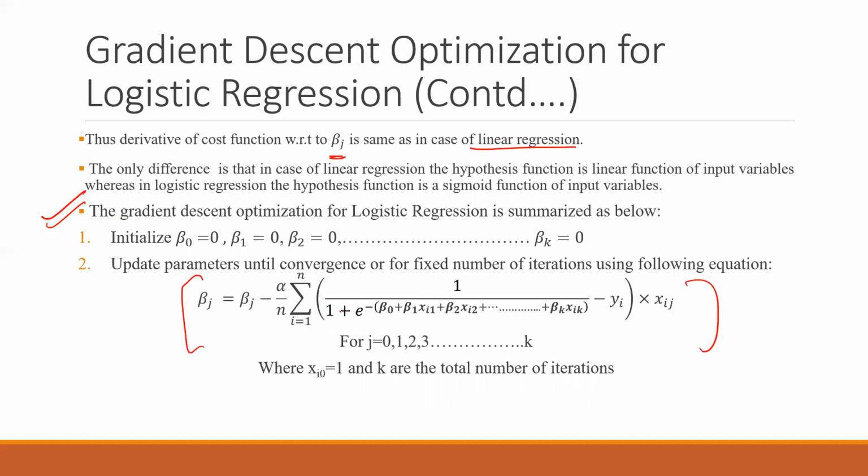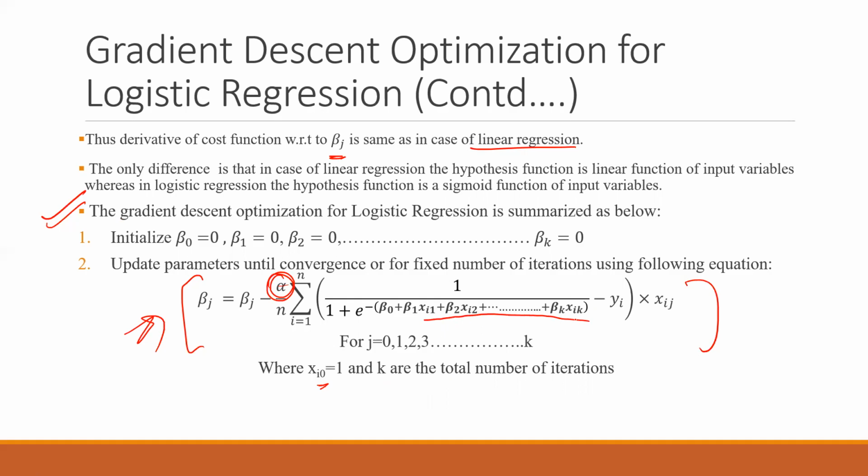In this, 1 by n into the summation of everything into xij was my gradient descent optimization function, and alpha is my learning rate. So alpha into this gradient descent optimization function will give me the update formula, where you can decode that i0 equal to 1, and you have to decode accordingly how it works. So k is the number of iterations.